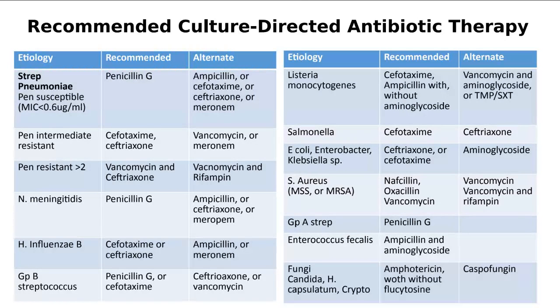Neisseria meningitidis, it's penicillin G. Haemophilus influenza type B, usually ceftriaxone. Group B strep, usually penicillin G. Listeria monocytogenes, it's ampicillin and an aminoglycoside. Salmonella, cefotaxime or ceftriaxone, and so on, as shown in the table.